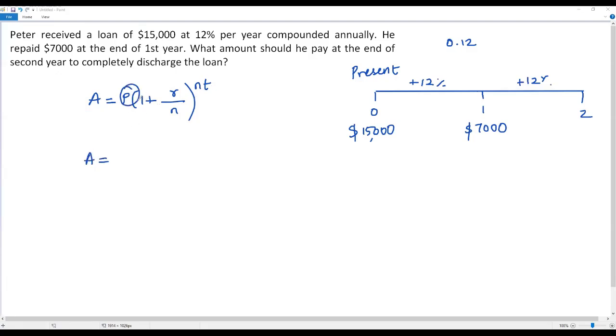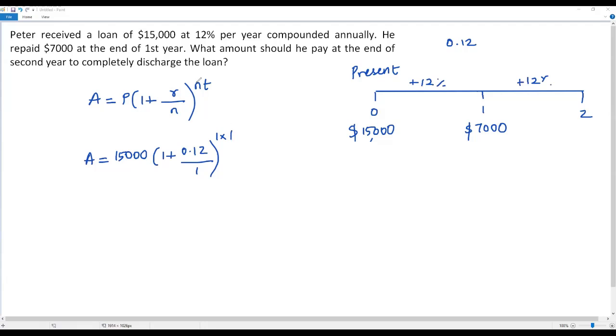Okay, so since this P is the initial value, that's the loan amount, that is 15,000, times 1 plus. The R is the rate of interest in decimal form, 0.12, and N is 1, because we are going to find the value of this loan at the end of the first year. That is, T is equal to 1, and again N is equal to 1.